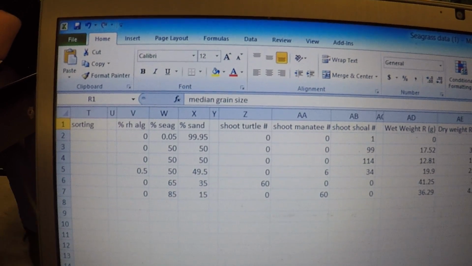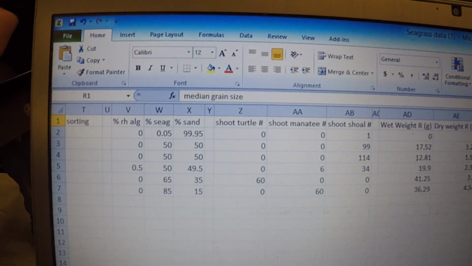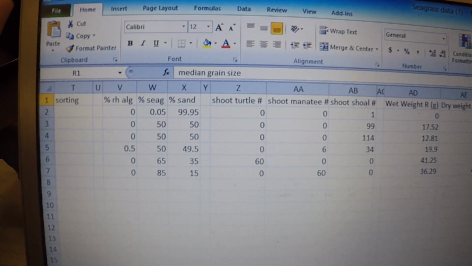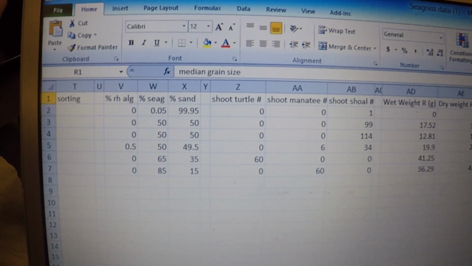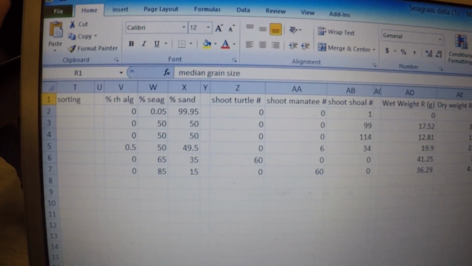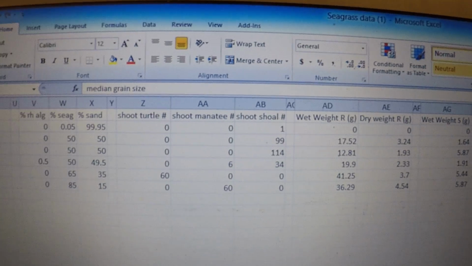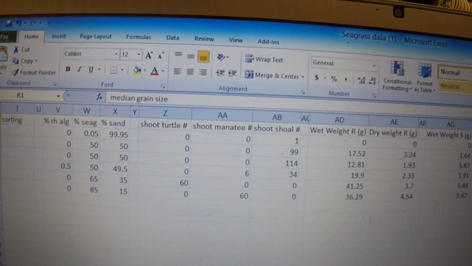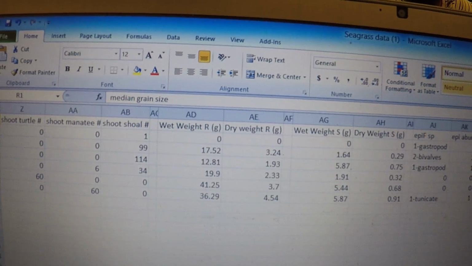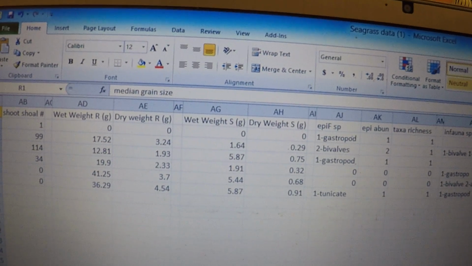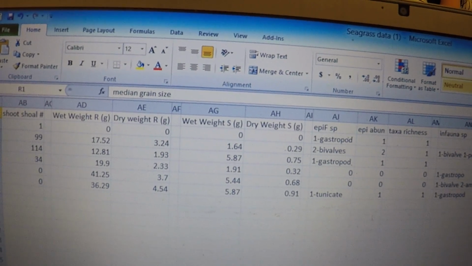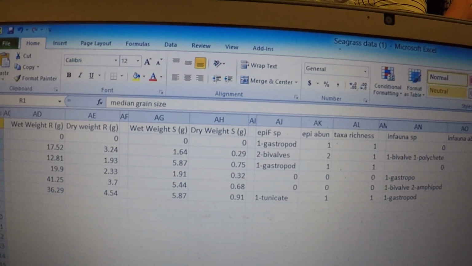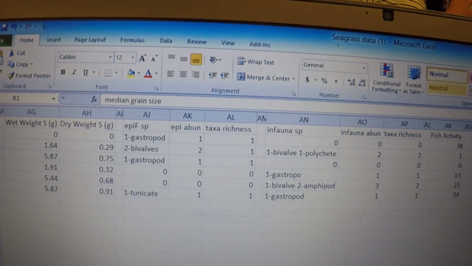Okay, so we're going to move on. All right, so after you calculate those things, then we also have in our spreadsheet the percent of rhizophytic algae, the percent of seagrass, and the percent of sand. And then we have the number of shoots of turtle grass, shoots of manatee grass, shoots of shoal grass. And then we have the wet weight of the roots and the dry weight of the roots, and then the wet weight of the shoots and the dry weight of the shoots that we took. And those were from our cores, if you recall.